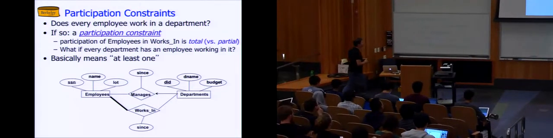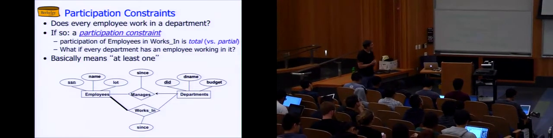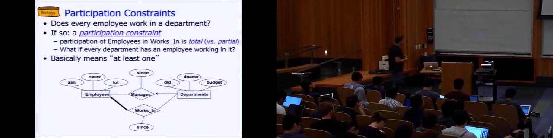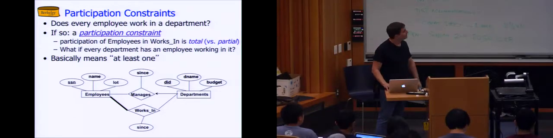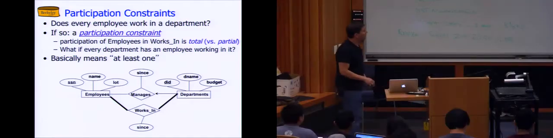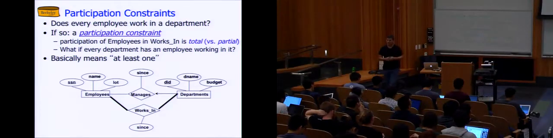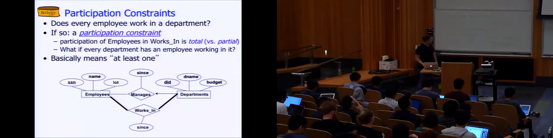So it's called a participation constraint. And if we have this, we'll say that the participation of, in this example, employees in the works-in relation is total. That is to say, there is a participation constraint. So it's at least 1. Questions? All right. We might also say that every department has at least 1 employee. That seems like a reasonable thing to say.